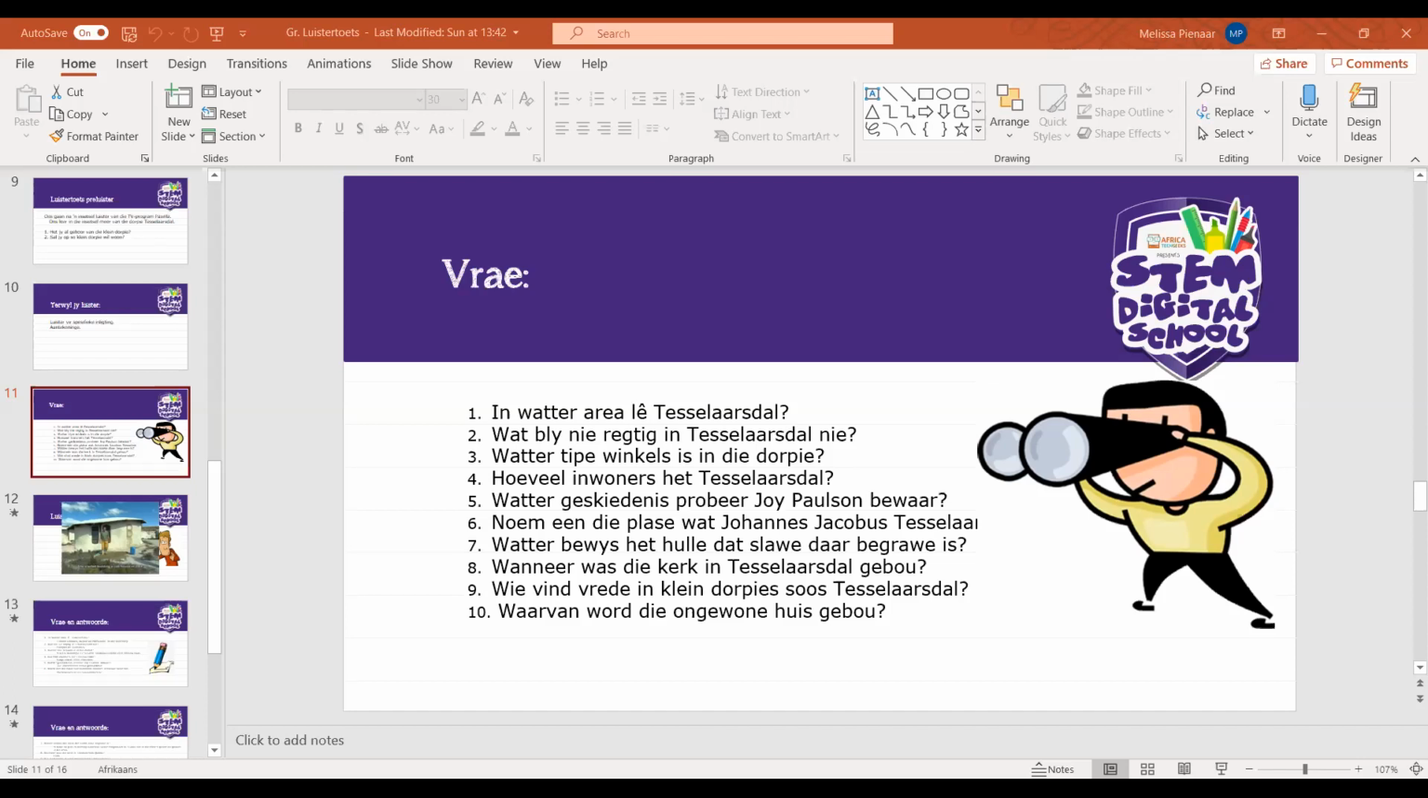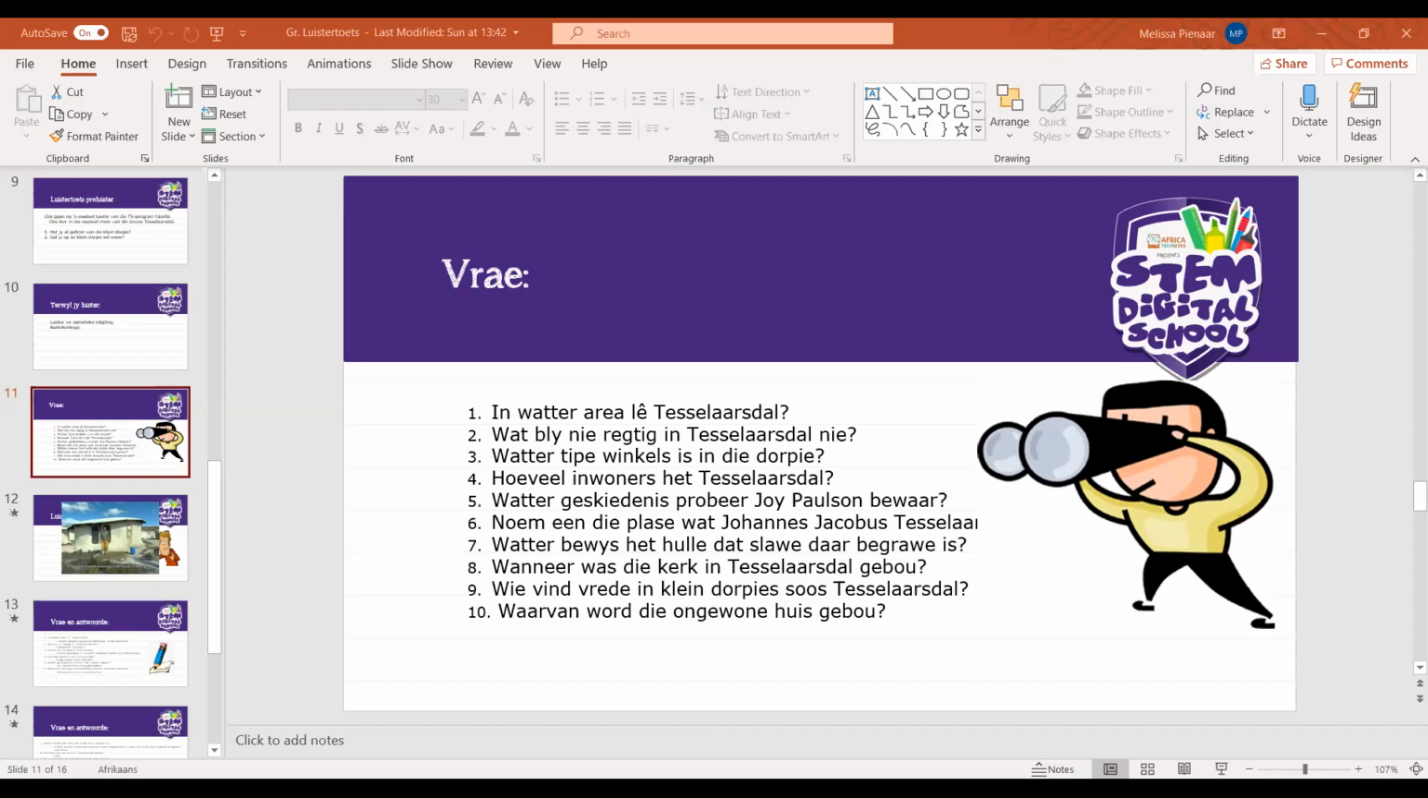Hy en sy vrou Alida was kinderloos en het die plaas Hartbeesrivier aan hul slawe nagelaat. Steenboksrivier is deur Johannes se broerskinders geërf. Joy het Charlene intussen geneem na 'n 1861 slawegraf. Hoe het julle geweet dat dit die grafte van slawe is?